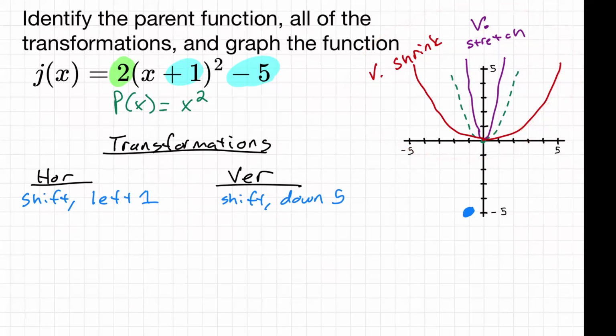Now, with that said, make sure you see here that we would call this a vertical stretch. And the reason we call it a vertical stretch is because 2 is bigger than 1. We looked at -1. 1 doesn't do anything, right? But the second we have something bigger than 1, that's a vertical stretch. And we would say, hey, stretch by a factor of 2.